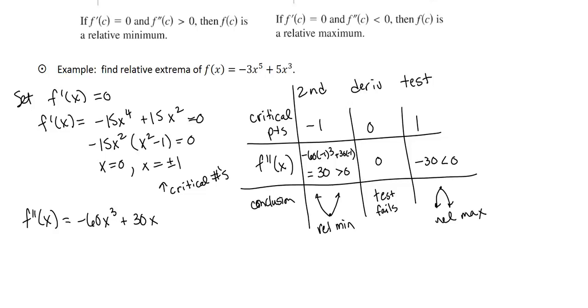Now I do want to find f at both of those values because I need to know the y value. So f of negative 1 would be negative 3 times negative 1 to the fifth plus 5 times negative 1 cubed, which is negative 2.